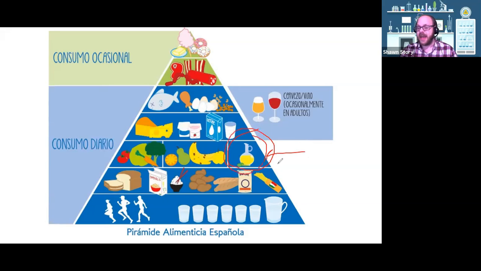They have a daily recommended serving of olive oil. It is required. You have 2 tablespoons of olive oil every day. That is a healthy diet, 2 cucharitas, tablespoons of olive oil, on the Spanish food pyramid.